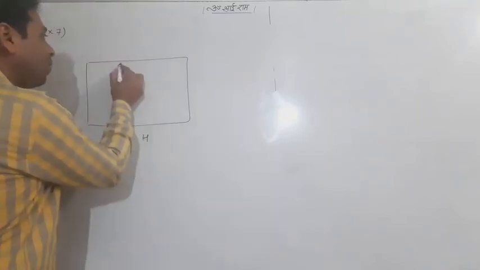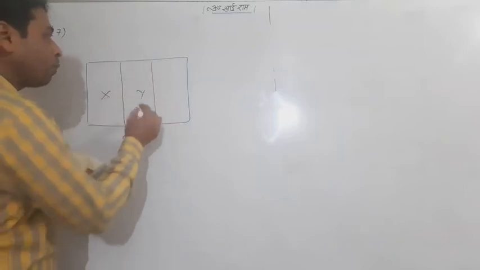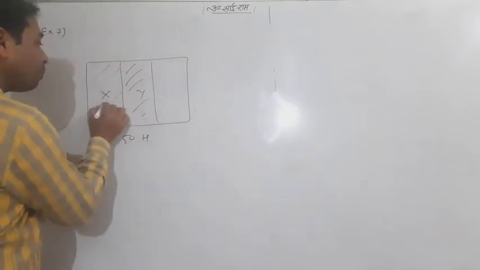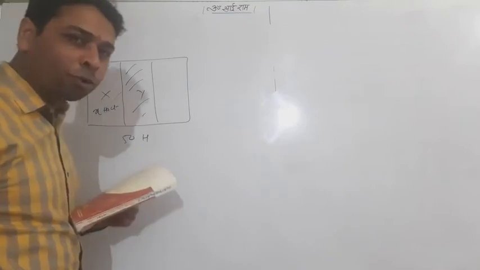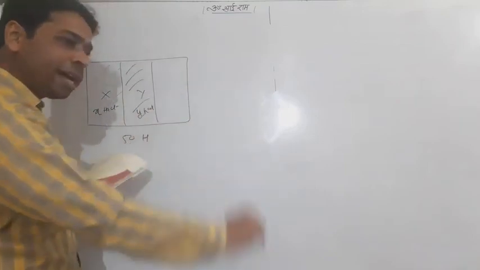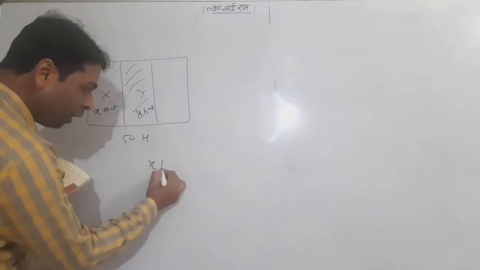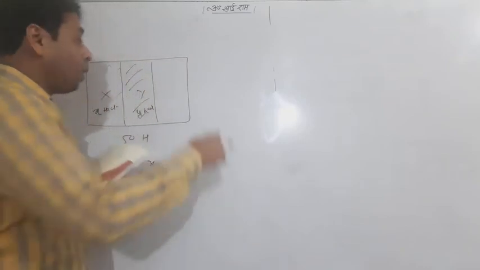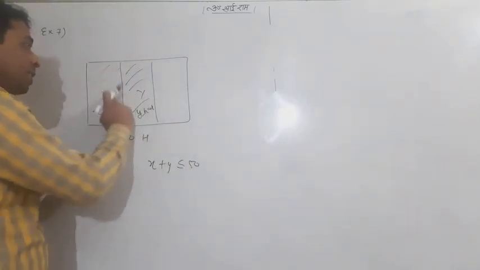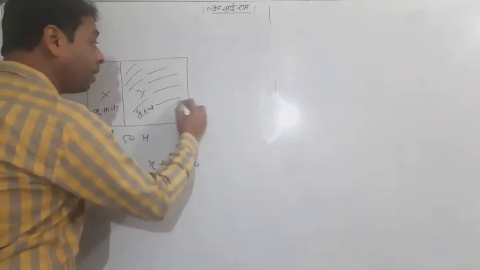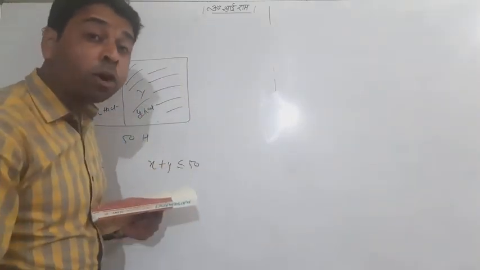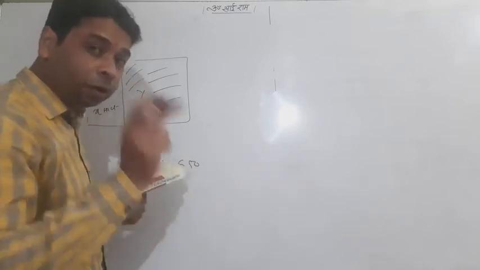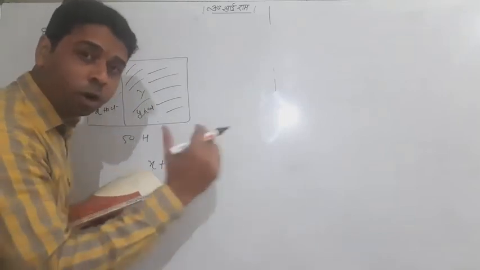It means that if he or she is using crop X here and crop Y here, suppose X hectare land is used for crop X and Y hectare land is used for crop Y, these two will be either less than 50 or maybe equal to 50. If a farmer is using the whole land for crop X and crop Y, it means X plus Y equal to 50. But it cannot go beyond 50. X plus Y greater than 50 will not come. It is either X plus Y less than 50 or equal to 50.